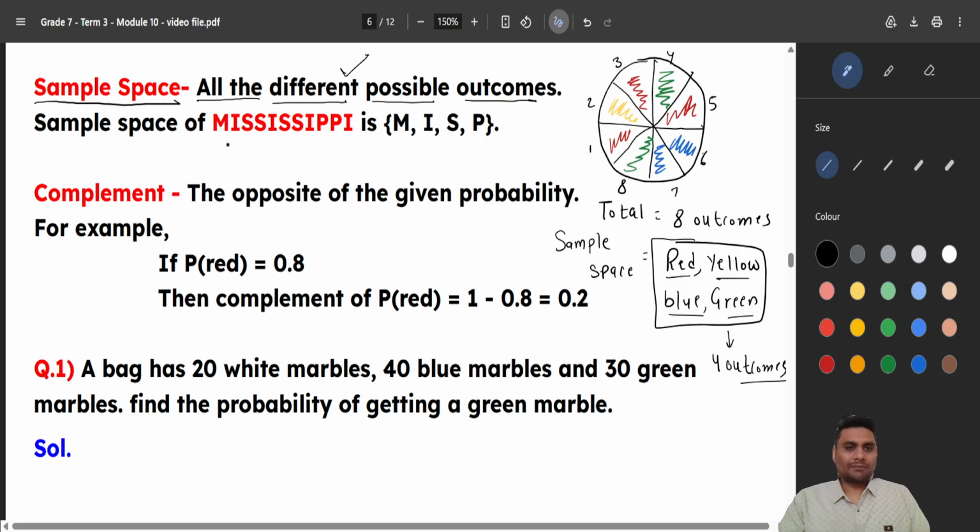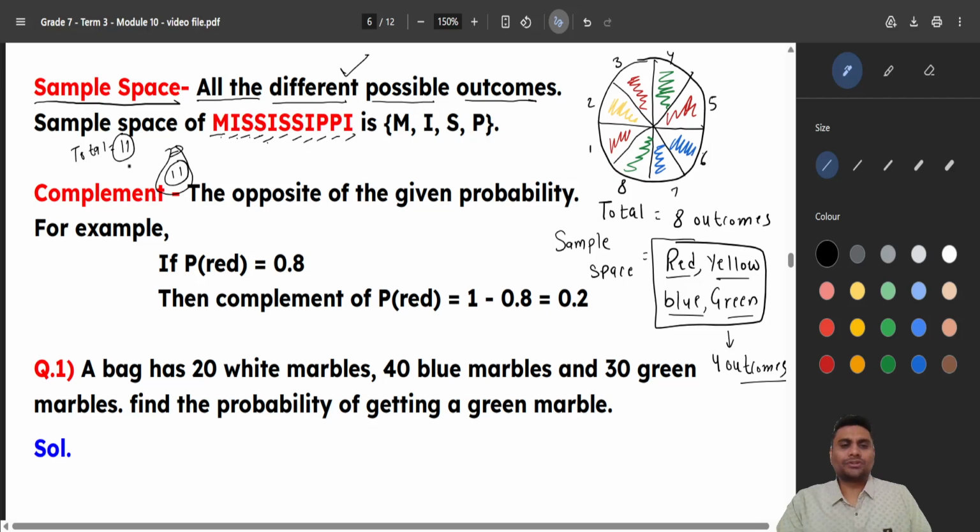Now let us take one more example here. Let's say I have a bag. Now I took some cards. On every card I wrote one letter from the word Mississippi. So how many cards will I have? 1, 2, 3, 4, 5, 6, 7, 8, 9, 10, 11 cards. 11 cards inside the bag, right? So total outcome is 11, because there are 11 different cards inside the bag.